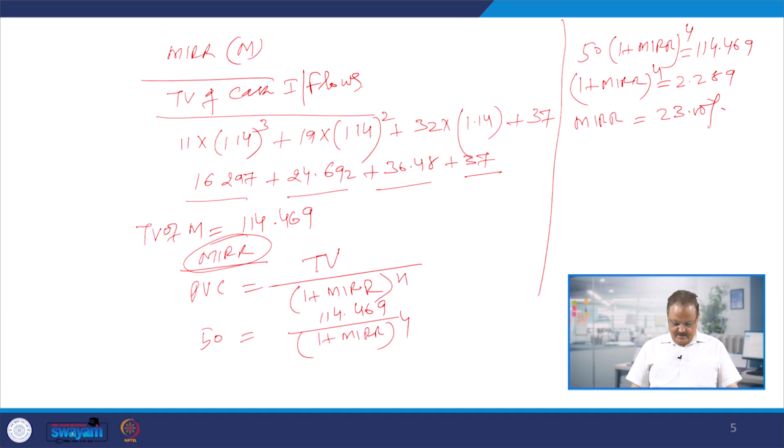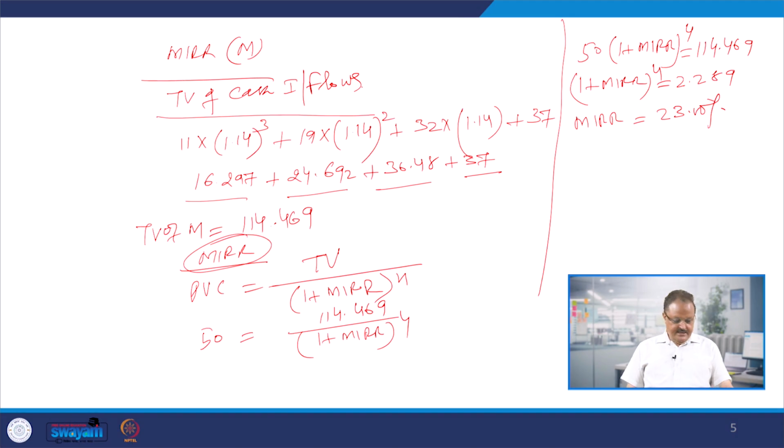So finally, we got this model. The model says that the present value of the cost is equal to the terminal value divided by 1 plus MIRR power n. So when we place the values here, 50 is the present value of the cost, because it does not need to be discounted against any discount rate. It is in the current period, and that is equal to 114.469 divided by 1 plus MIRR.